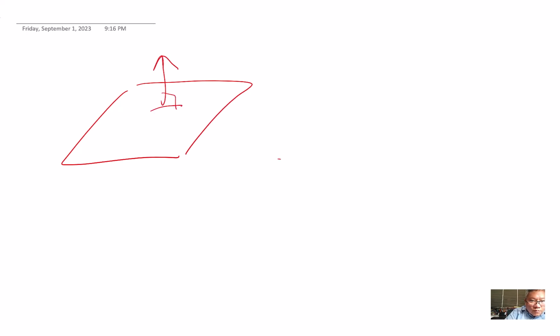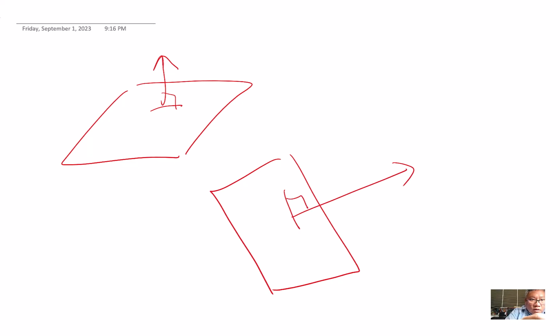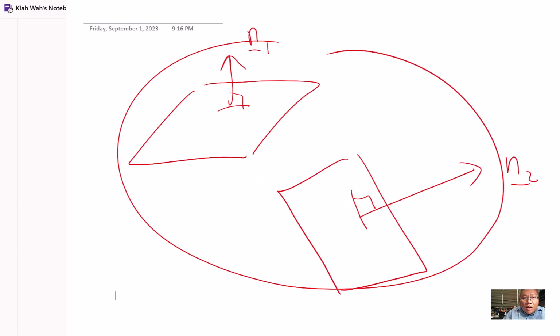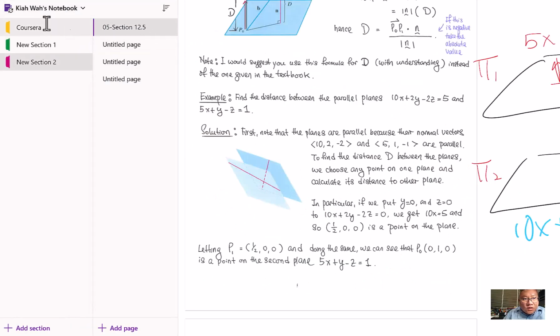Because if your planes are not parallel, say this is the normal vector of this plane, and you have another plane like that, with its normal vector this one, then normal vector 1 and normal vector 2 are not multiples of each other because the planes are not parallel. So if your planes are parallel, you would know that the normal vectors are multiples of each other. I hope this is clear.